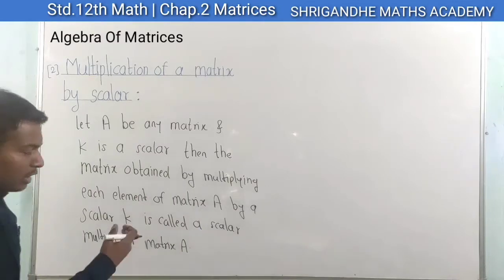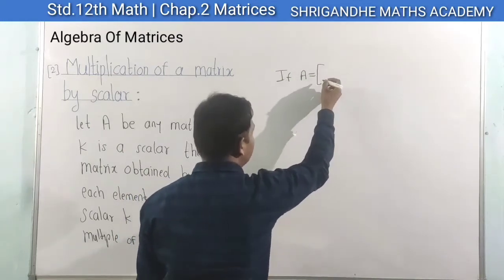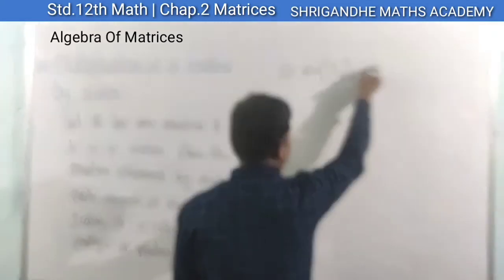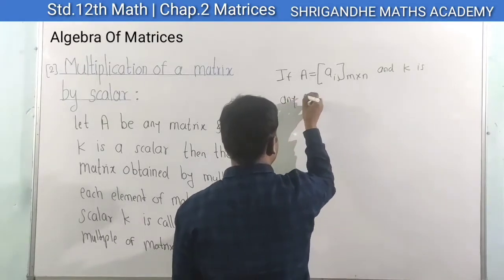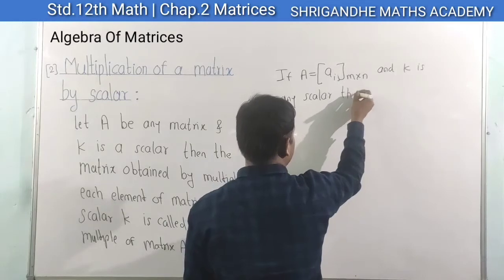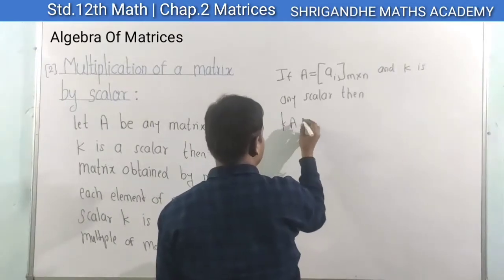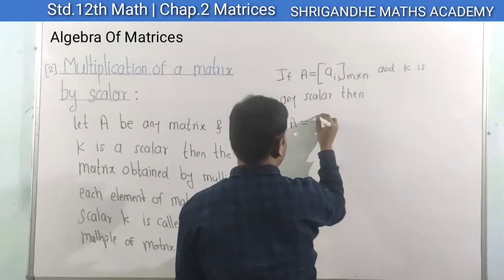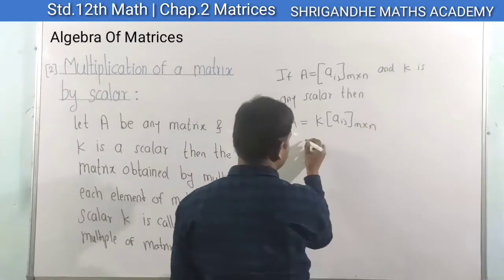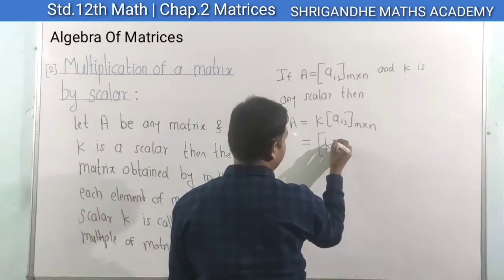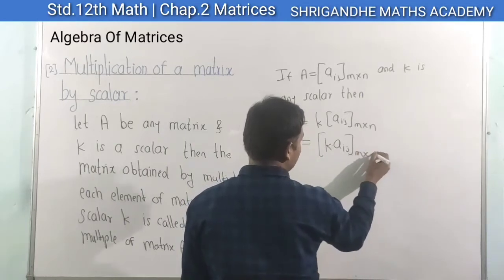of matrix A. That is, we see if A is equal to the matrix of entries a_ij of order m cross n, and k is any scalar, then kA is equal to k into A, which means k into [a_ij] of order m cross n, that is equal to [k a_ij] of order m cross n.